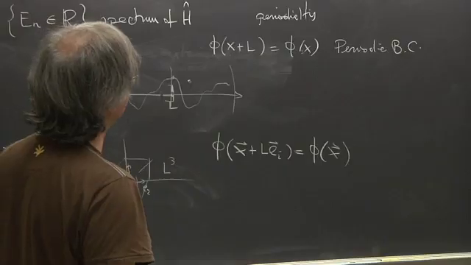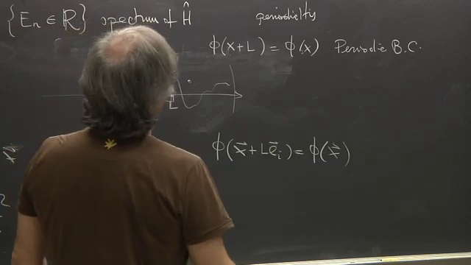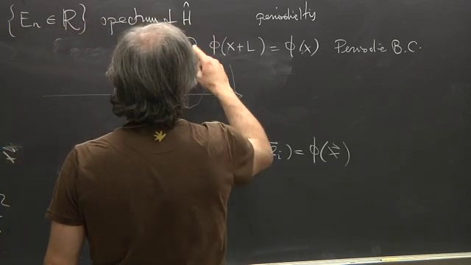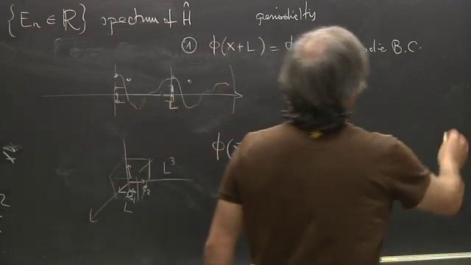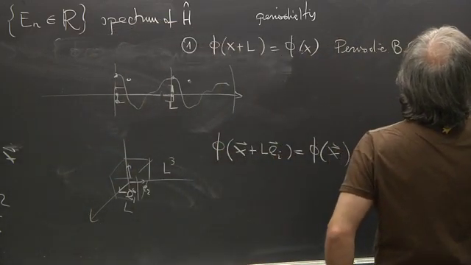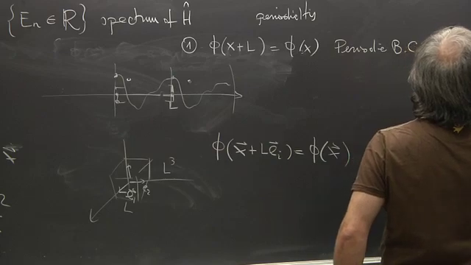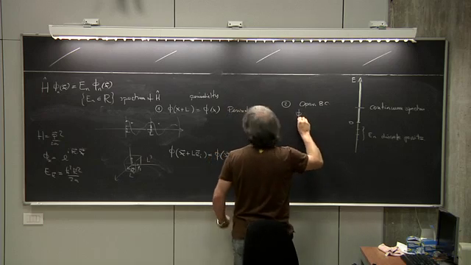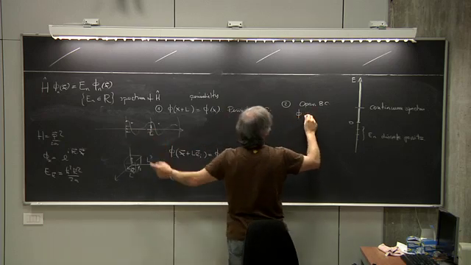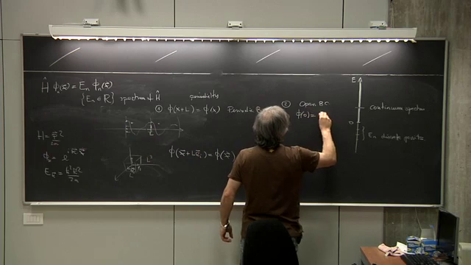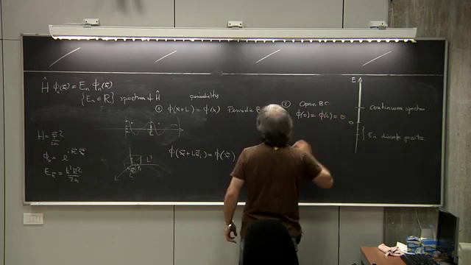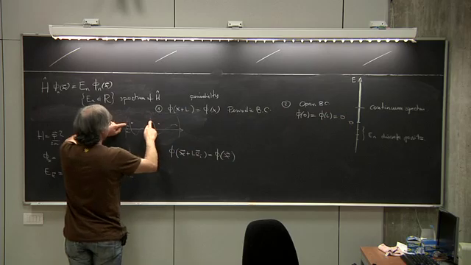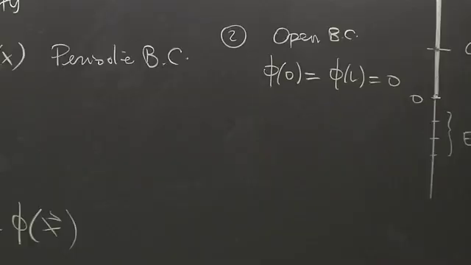The second choice is, so this is the first, generalize here. The second is the so-called open boundary condition, or fixed boundary condition, which is that the function at the 2 points is just equal to 0. So not the same, but the same and 0. This is also another possible way of fixing a boundary condition.